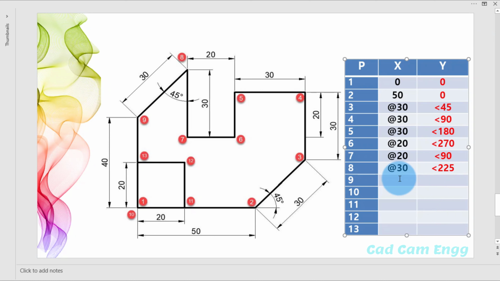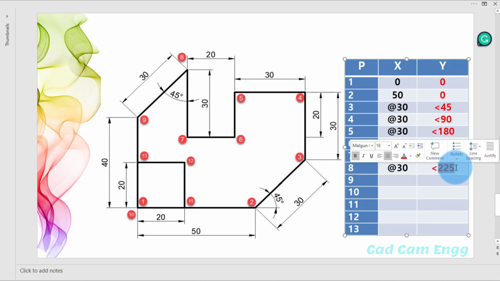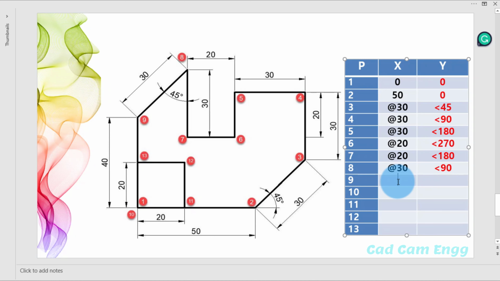So next, coming down, point number 8. Here we made some mistake. So this is not 90. Here point number 7, 20, 180. Then point number 8, 30, the angle was 90. And point number 9, again @, the value is 30 and the less than symbol, the angle is 225. Point number 10.